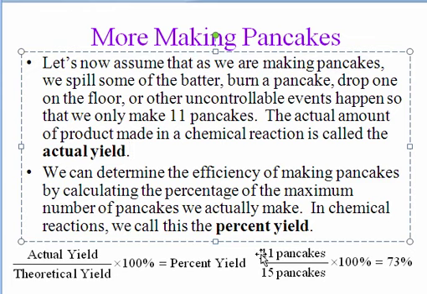So if I look at my situation where I had 11 pancakes made that actually made it to the table, when I should have had 15 pancakes, I multiply that by 100, I see I get a 73% yield. If I made 15 pancakes, then I'd have 100% yield. If you make what you should, you get 100% yield. But usually in chemistry, for reasons that are sometimes beyond our control, we usually make less than the theoretical yield.